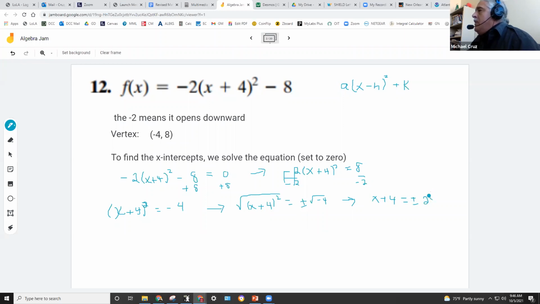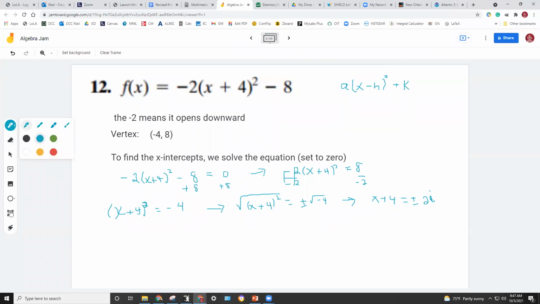All right. So once we got an i in there, then that essentially means it's not going to cross the x-axis. It doesn't have any solutions, because what it's doing is, as I said, going down like half of that McDonald's arch, but it's way down here below the x-axis. So let's just find the y-axis since we don't have any x-intercepts.